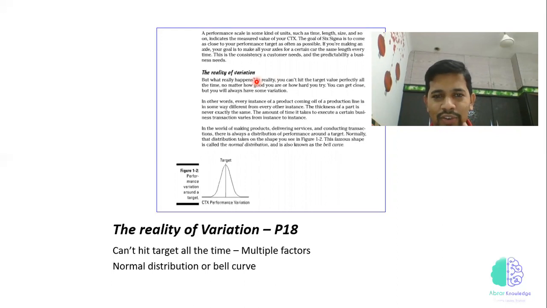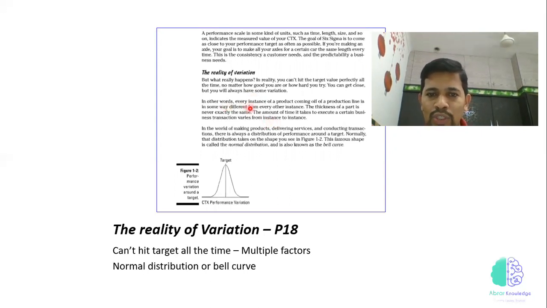So the reality of variation: what really happens in reality is you can't hit the target value perfectly all the time. Why? Because no matter how good you are or how hard you try, you can get close, but you can also have some variation, because variation is something inevitable. It will always accumulate some kind of variation.